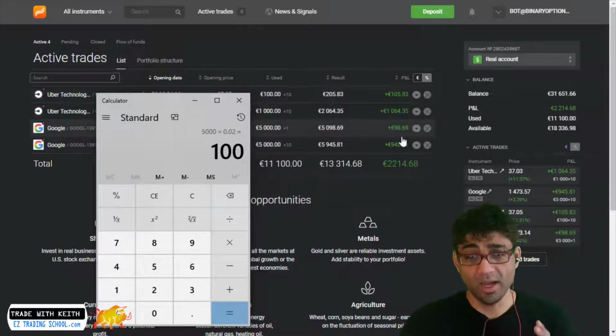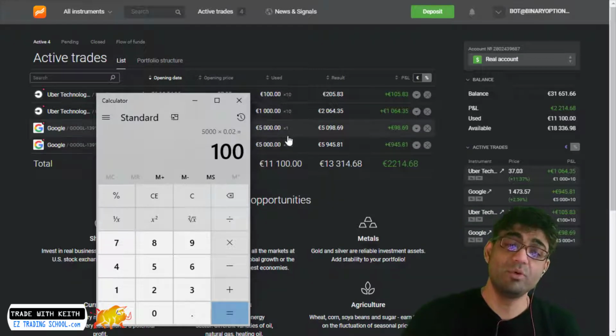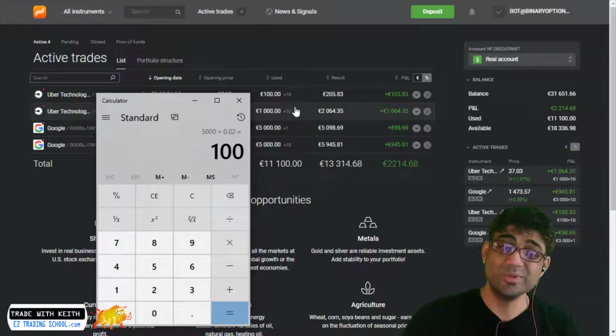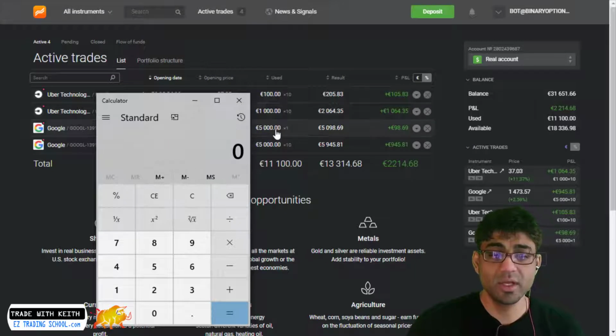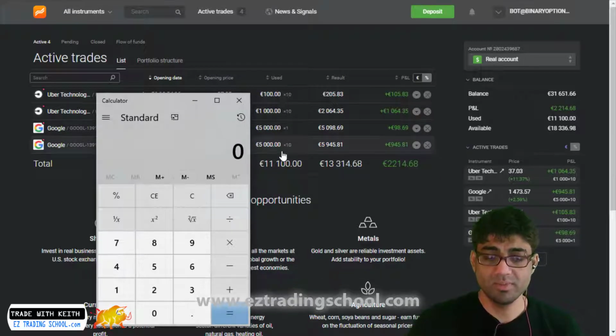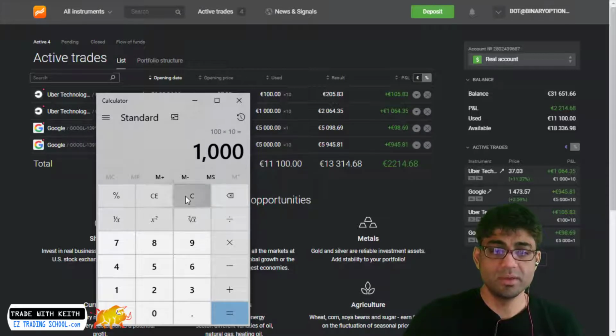Now why I'm actually unhappy about this, because if I had put this 5,000 and this 5,000 into Uber, because Uber gave me 10%, and Google only gave me 2%. So if I had used this 10,000 altogether, this and this, now you can see that this 5,000 actually made me 2%. So 100 times 10, you can see the multiplier, I made 1,000. But this is all fine.